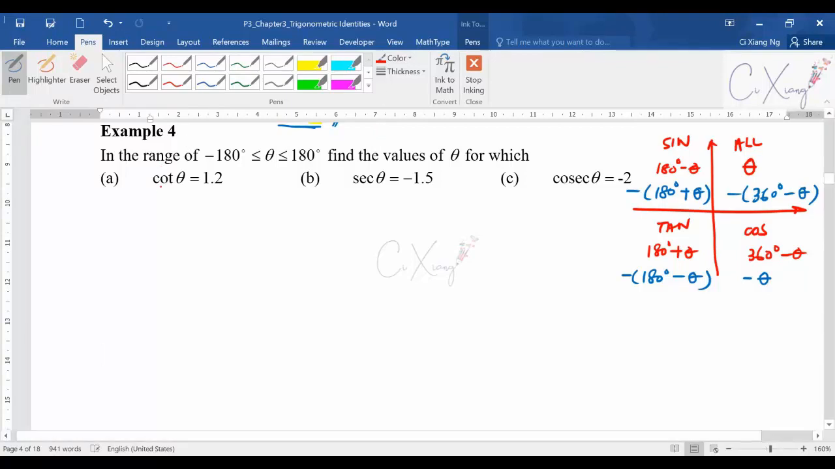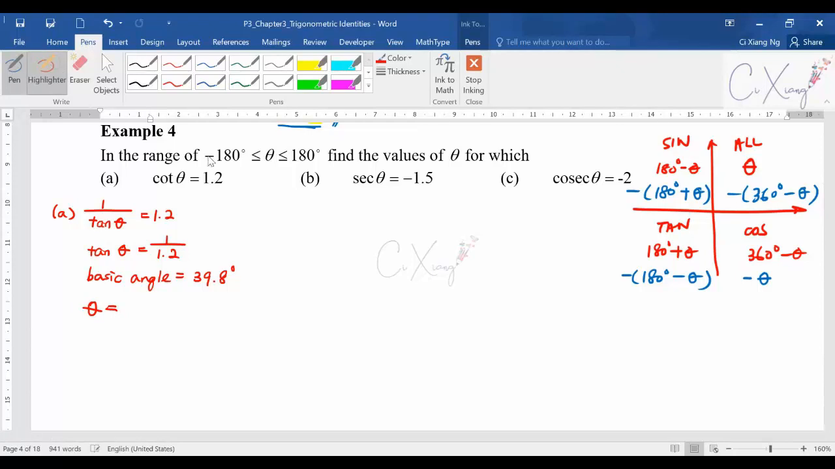For part number 1, they want to get cotangent theta equals 1.2. For part A, I can write 1 over tangent theta equals 1.2, and therefore you have tangent theta equals 1 over 1.2. Last time what we learned is to find the basic angle first. Similar thing happens here. The basic angle should be 39.8. How to get the basic angle? Tangent inverse of 1 over 1.2, so you get 39.8.